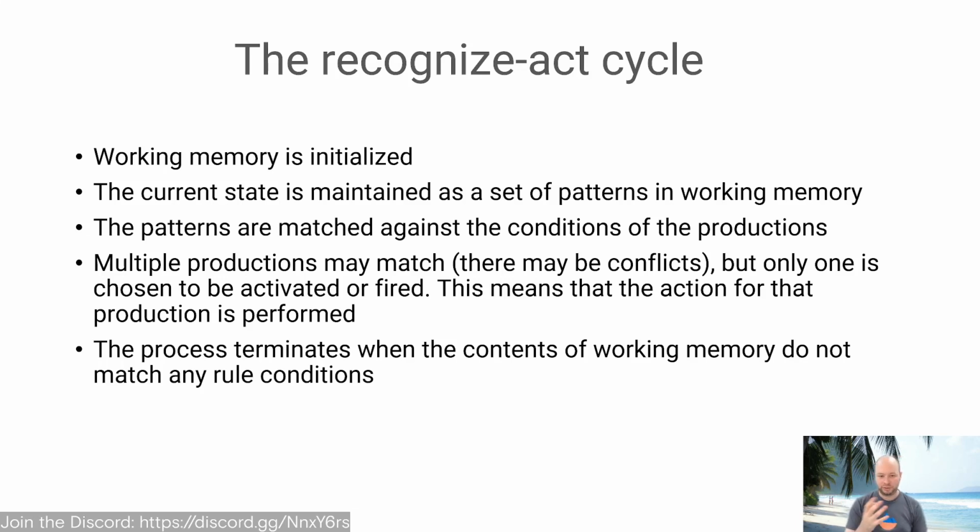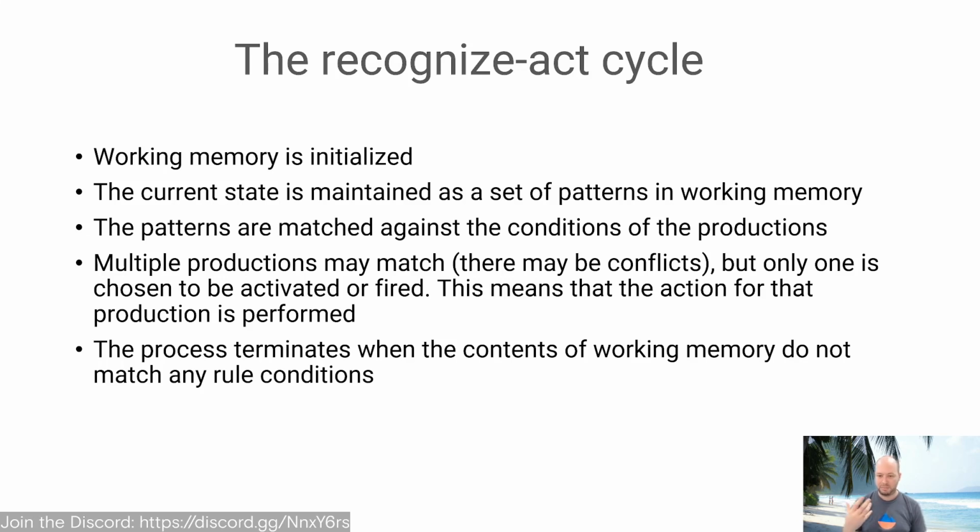Cool. So the current state is maintained as a set of patterns in working memory, basically transformations applied to an underlying initialized state. And then the patterns are matched against the conditions of the productions, meaning, for example, if all I can do is add 1 to a value and I start with 0, right, I can never get to 1.5. In fact, I can never get back to 0, because I'm going to add 1, I'm going to add 2, I'm going to add 3, but I can never go 1, 2, 3, 2 because that involves subtracting, and that's not included in my set of productions that I'm allowed to use.